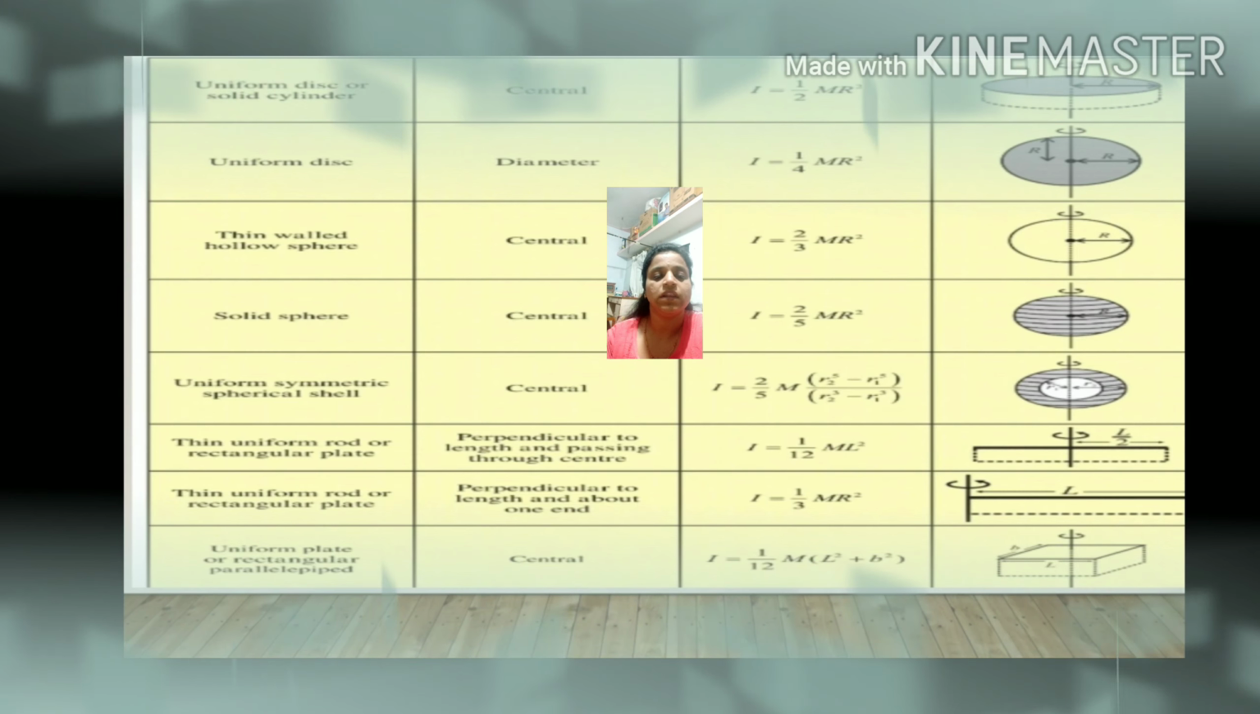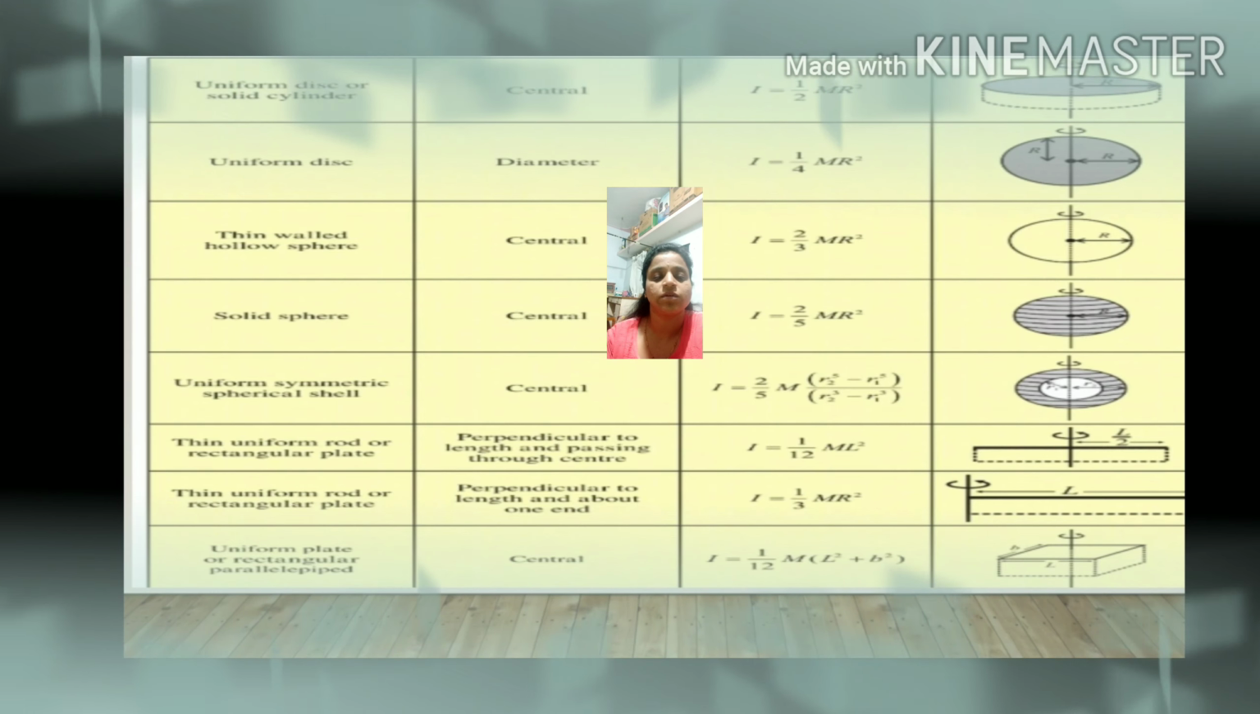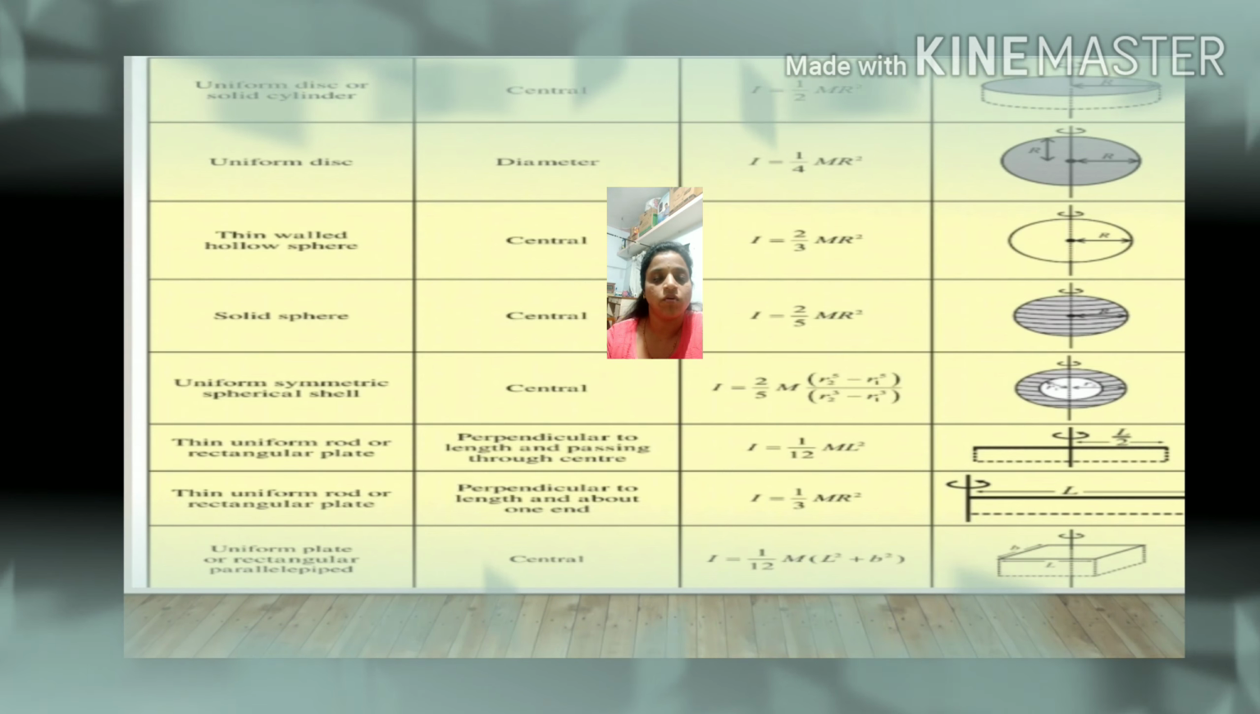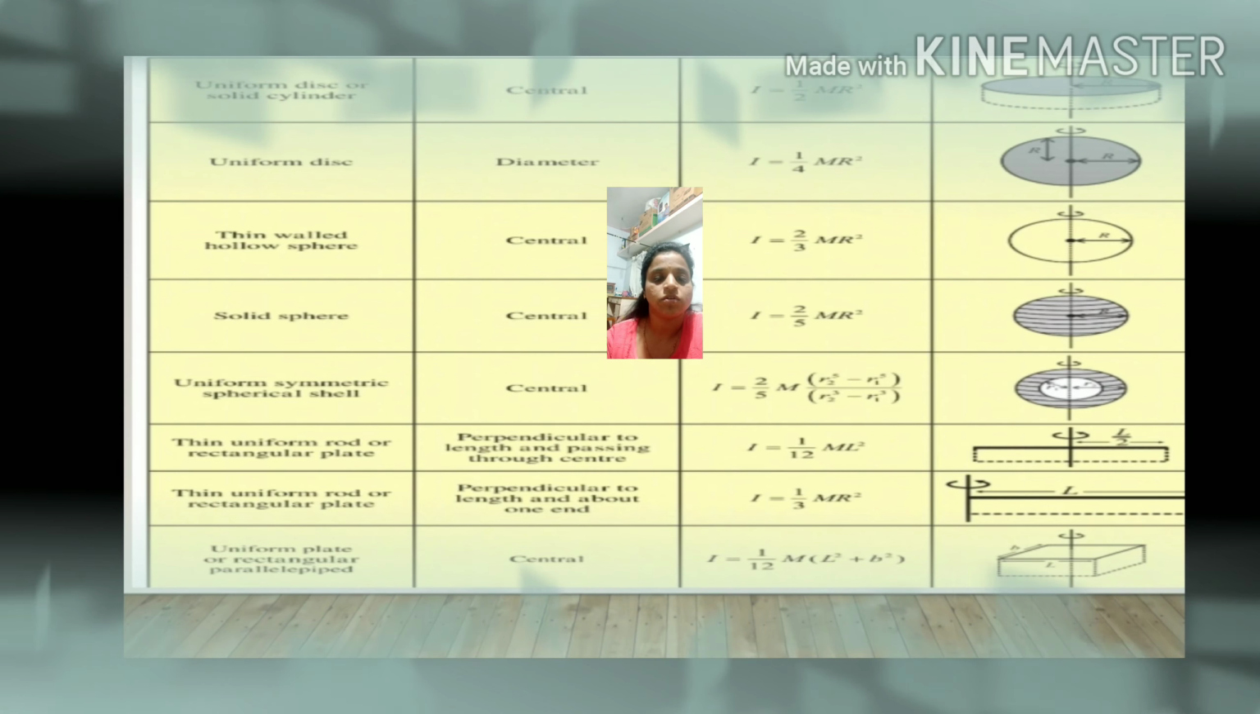Upside, the last but third, there is the expression I equal to 1 by 12 ml square. Likewise, here I is equal to 1 by 12 m in bracket L square plus B square. Here the rod is having only length, so L square is there, and here the plate is having length and breadth, so that expression is having L also and B also.